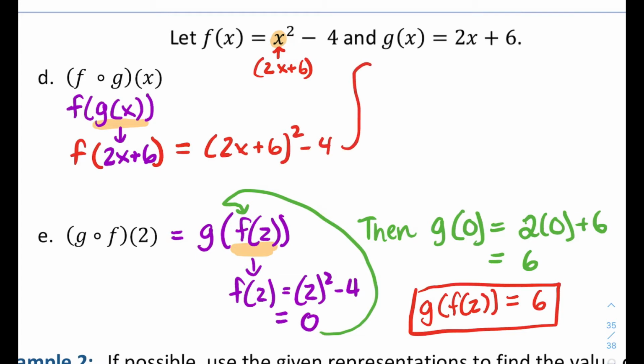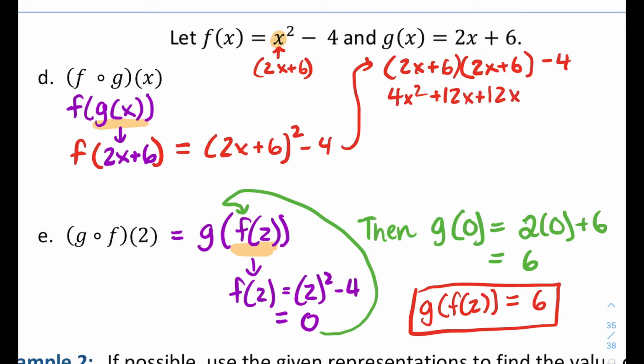And then we're going to need to actually do that. So if we square 2x plus 6, write it out and take it times itself, and then subtract 4 from it. That's going to be what f of 2x plus 6 and f of g of x is. So I'll have 4x squared plus 12x plus 12x plus 36 minus 4. So my final result when I combine like terms is 4x squared plus 24x plus 32.